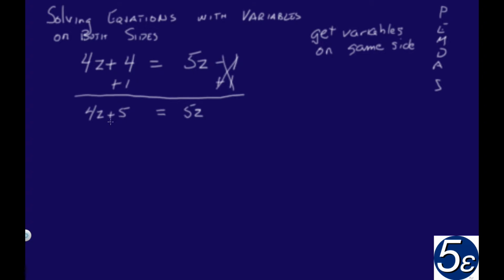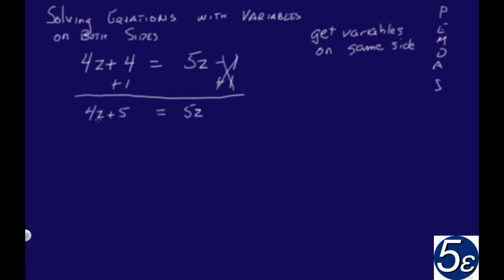Now, since this is an addition, the opposite is going to be a subtraction. But I can subtract either one. I could subtract a 4z from this side and move it over here, or I could subtract a 5 on this side and move it over here. But if I subtract the 5 and move it over here, I still have my z's on both sides of the equal sign. So the idea is to see if we can avoid that. So let's see if we can move this z over to this side.